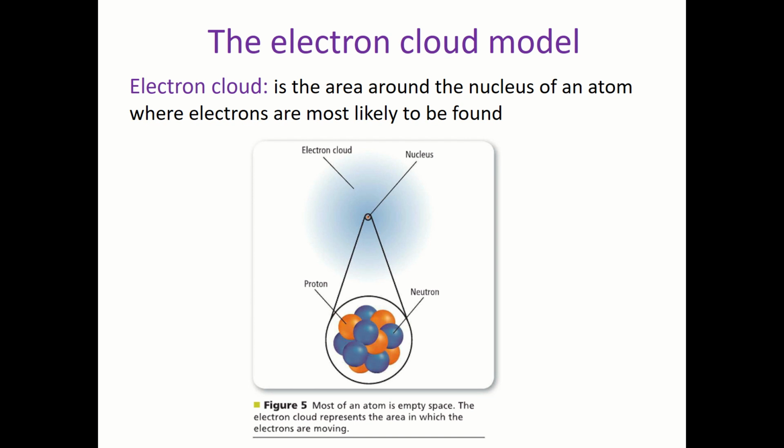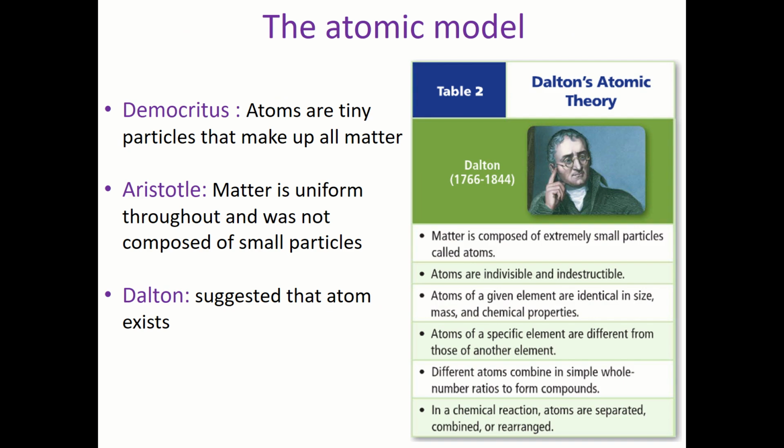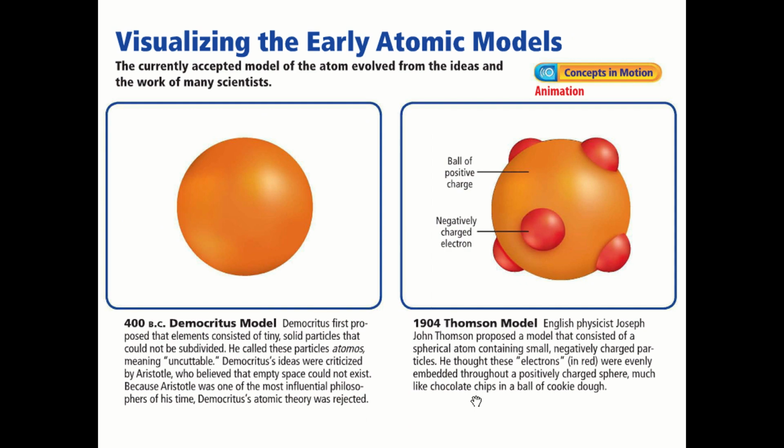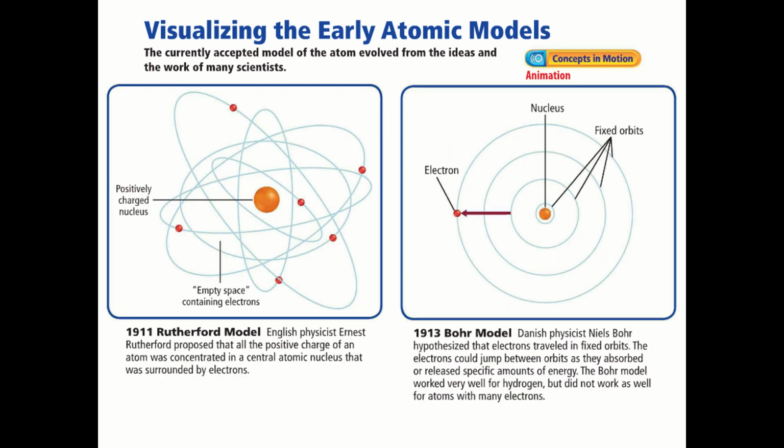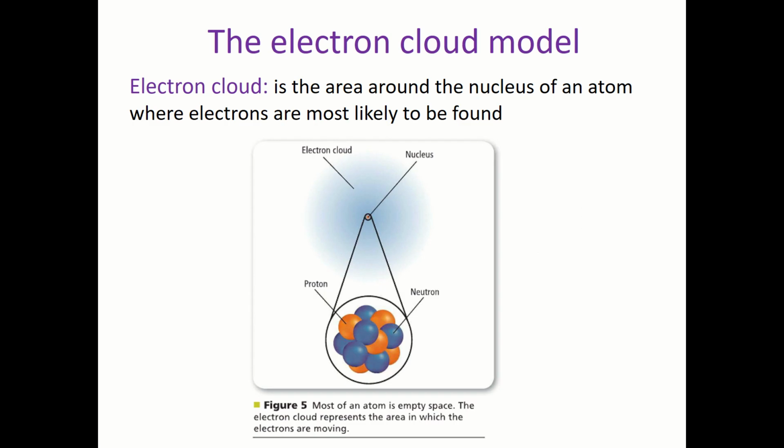Okay, so in this lecture, I want you to know the different atomic models. I want you to know the Democritus model, the Aristotle model, the Dalton model. I want you to know how those models could be visualized, because sometimes we give you a model and tell you this model belongs to whom, which scientist gave us this model, and so on. Okay, so that's all for today.